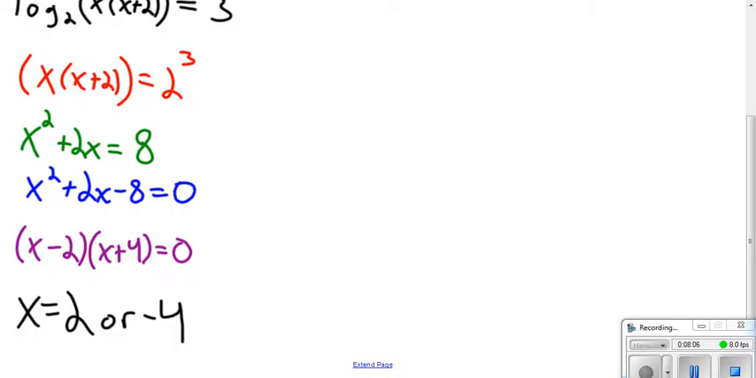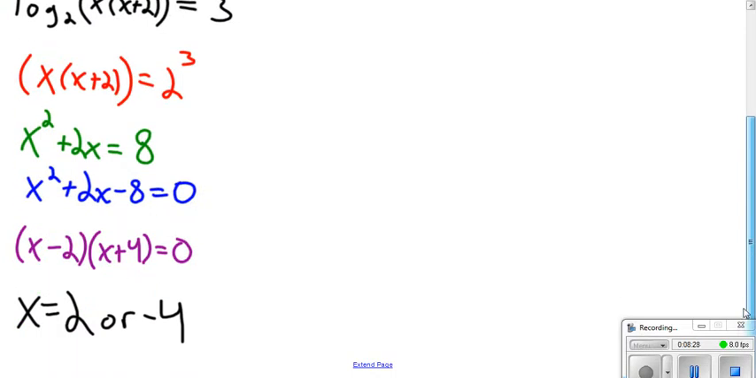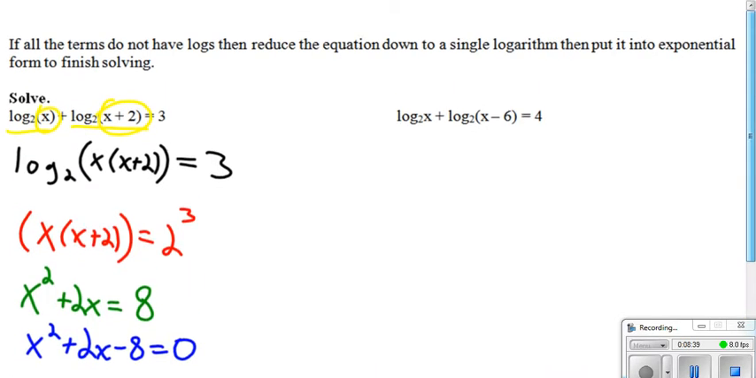But if we look back at our original equation, we're looking at two different logarithms. And actually in both cases, if we were to plug in negative 4, we would have a negative here and a negative here. We'd have log base 2 of negative 4 and log base 2 of negative 2. And those will not work. We can't take log base 2 of a negative number. So this negative 4 doesn't work. So in the end, our only answer is x equals 2. So make sure we always check our answers.